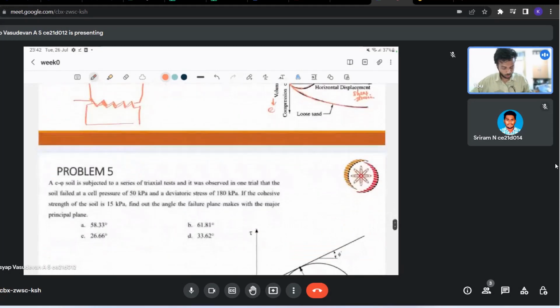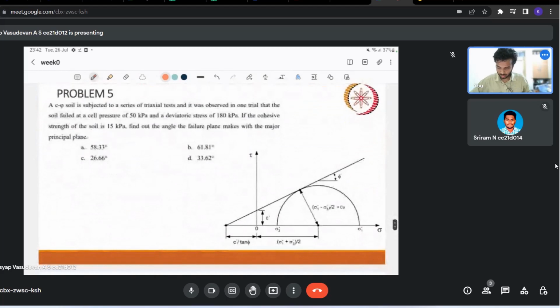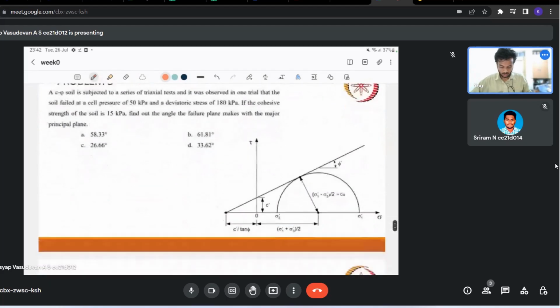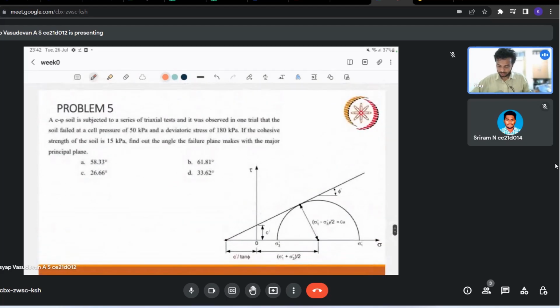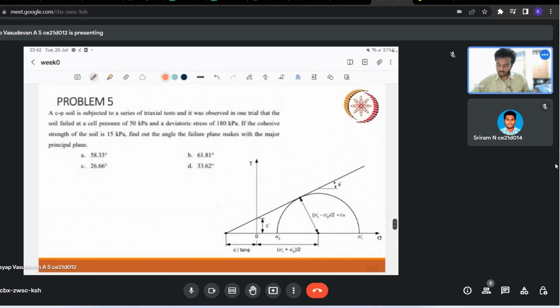We'll go with one more problem that is related to Mohr circle. So in this problem, the question is: a C5 soil is subject to a series of triaxial tests, and it was observed in one trial that the soil failed at a cell pressure of 50 kPa and a deviator stress of 180 kPa. If the cohesive strength of the soil is 15 kPa, find out the angle the failure plane makes with the major principal plane.